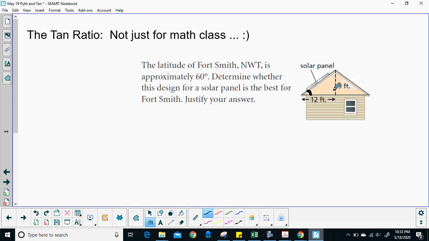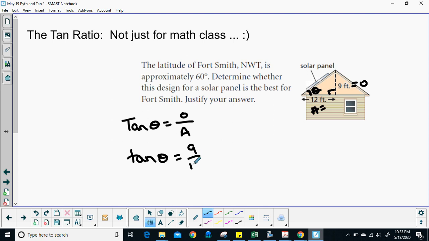So there's my right angle. If that's my little angle, then my adjacent is the one that's right beside it. Opposite is all the way over here. And because I'm dealing with opposite and adjacent, that means I'm dealing with the ratio tan angle is opposite over adjacent. So let's put in what I know. I don't know my angle, right? That's what I'm trying to find. Opposite is 9. Adjacent is 12. So 9 divided by 12 is 0.75.